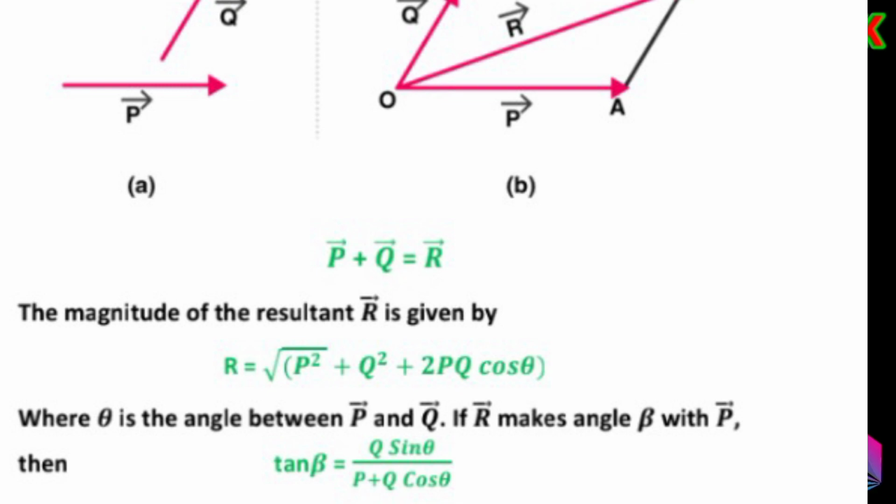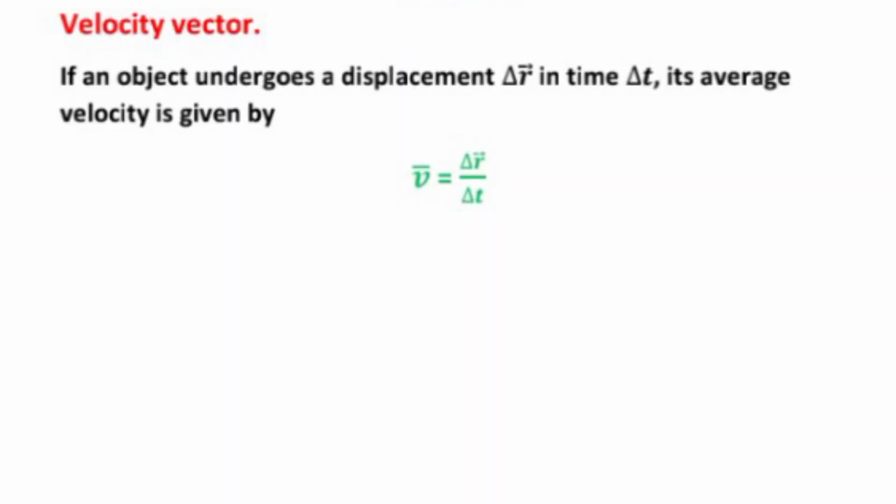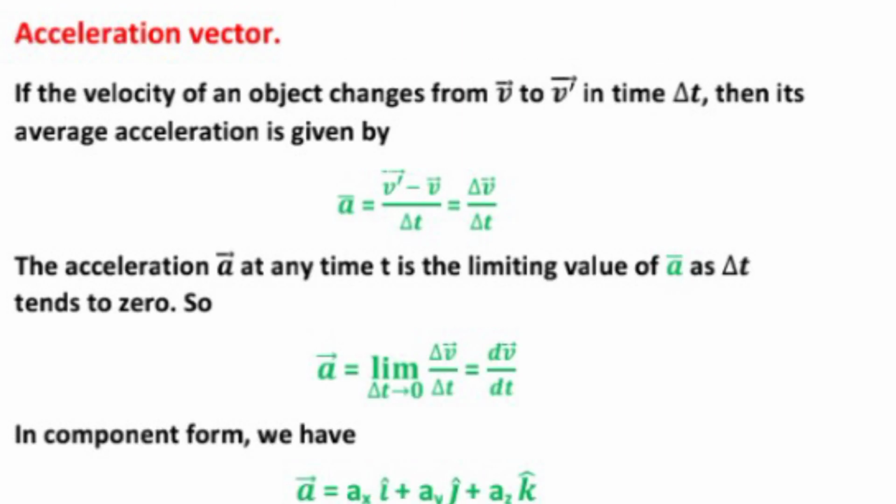Velocity vector. What is velocity vector? If a vector undergoes a displacement delta r in the time delta t, its average velocity is given by vector v equal to delta r upon delta t. Acceleration vector. If the velocity of an object changes from vector v to vector v dash in time delta t, then the average acceleration is given by vector a equal to delta v upon delta t.